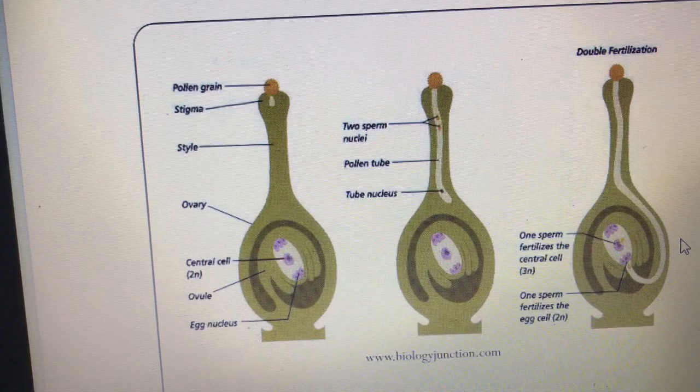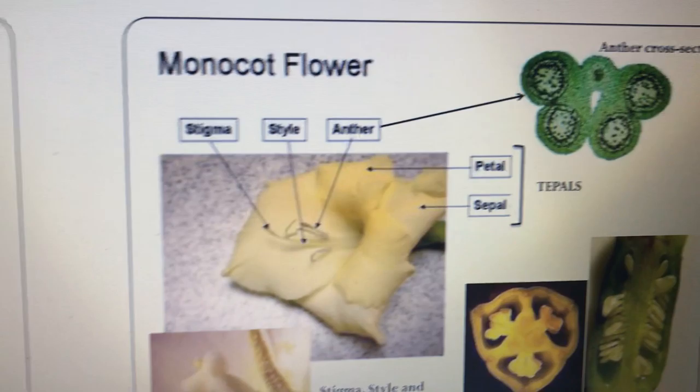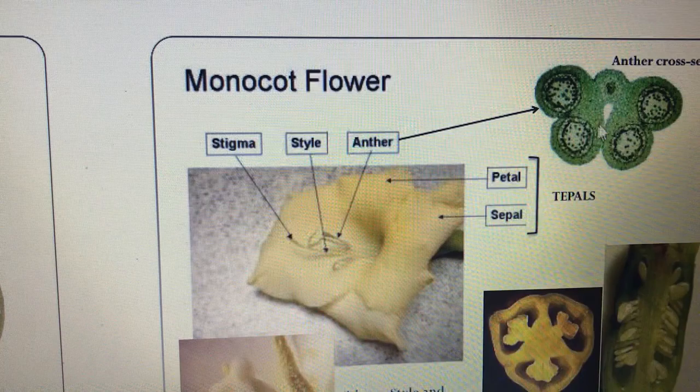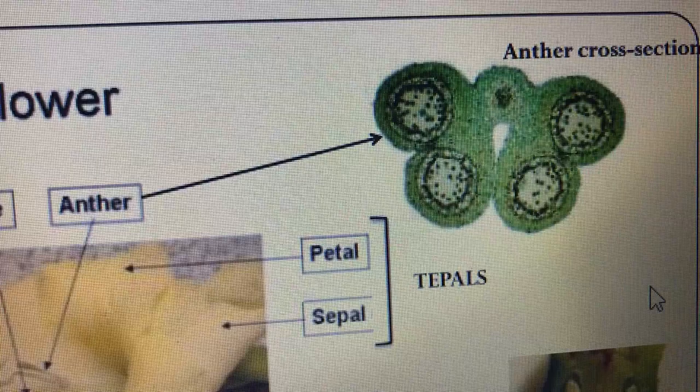Okay, now we're going to talk about monocots. This is what a monocot flower looks like under the microscope. This is actually the anther cross section. This is what an anther looks like under the microscope. And remember, this is part of the male reproductive organ.